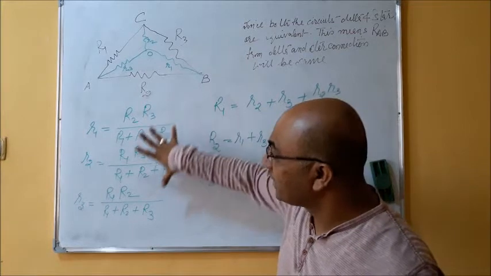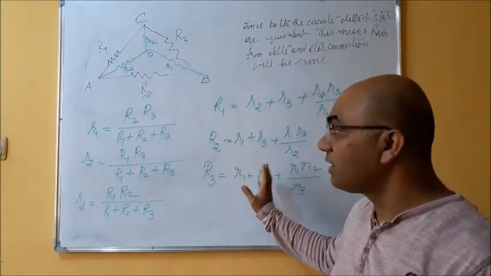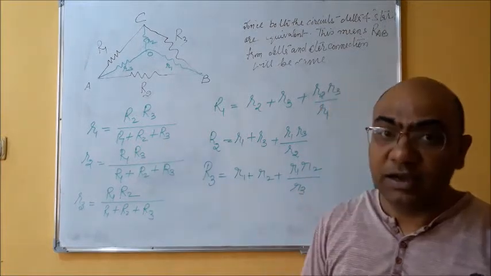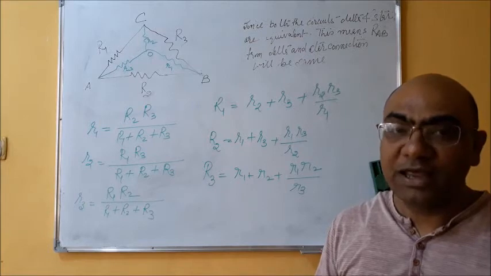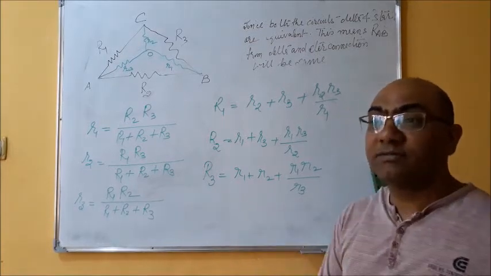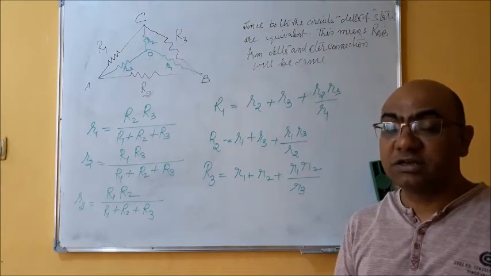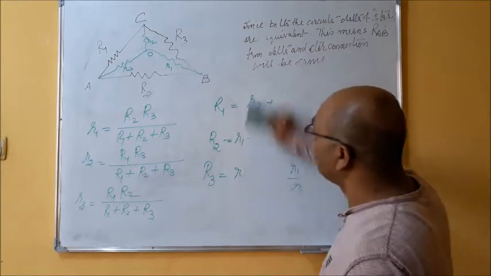So I hope the concept of star to delta and delta to star is clear to you, that if you have the circuit like delta, you can convert it into star, and if you have star, then you can convert it into delta. So I am giving you a very simple problem. The problem will help you to understand the concept of conversion from star to delta or delta to star more clearly. Okay, so let's have an example.